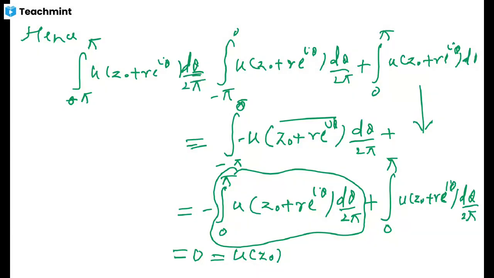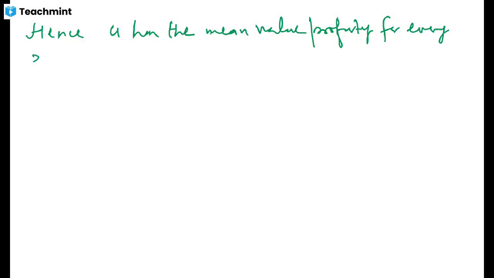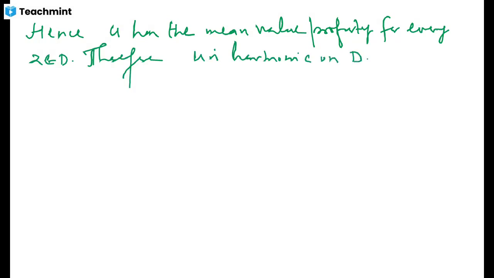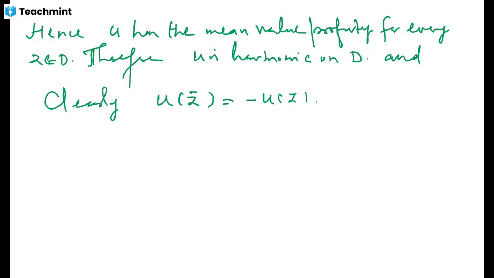Hence, in this way, whenever z naught is on the real axis as well, the function u satisfies the mean value property, and hence u has the mean value property for every point on the domain D. Therefore, it implies that u is harmonic on D, and clearly this follows from the definition, that u at z conjugate is minus of u at z. We have extended u in this way.